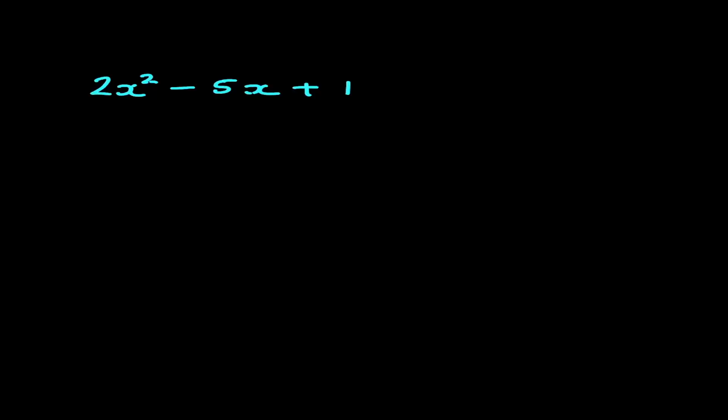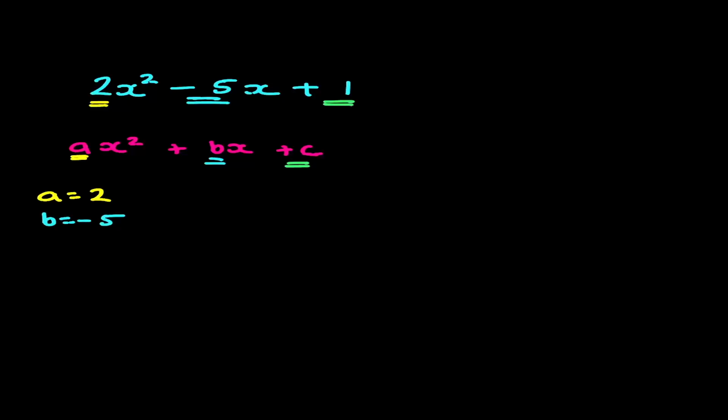So remember, any quadratic equation can be written in this form. Ax squared plus bx plus c. So my value of a is whatever's in front of the x squared term. So in this case, a is 2. My value of b is whatever's in front of x. So in this case, it is negative 5. And my value of c is whatever the constant is. So in this case, it is 1. So I like to write out what a, b, and c are.